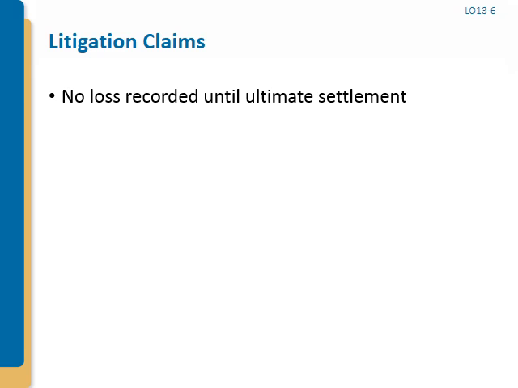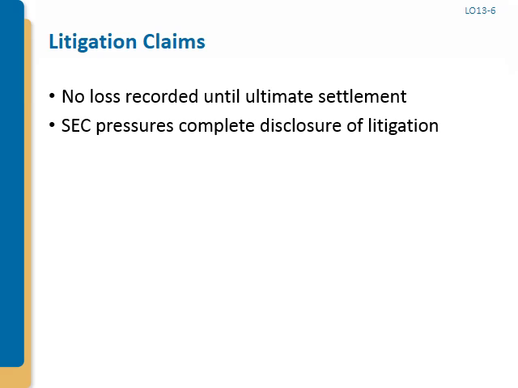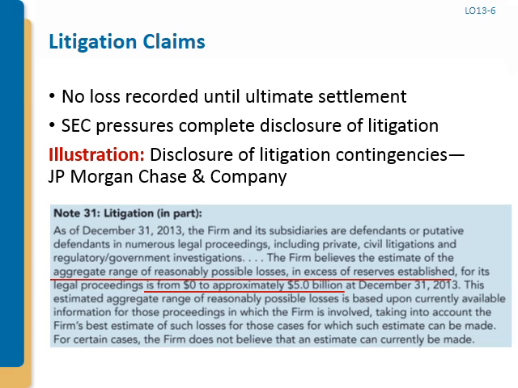A common contingent loss occurs when a company is being sued. While the company may accrue estimated lawyer fees and other legal costs, they usually do not record a loss until after the ultimate settlement has been reached or negotiations for settlement are substantially completed. The SEC pressures firms for more complete disclosure of litigation, including better descriptions of the range of losses that are reasonably possible to incur. In this illustration, the disclosure is about the estimate of the aggregate range of reasonably possible losses from legal proceedings.